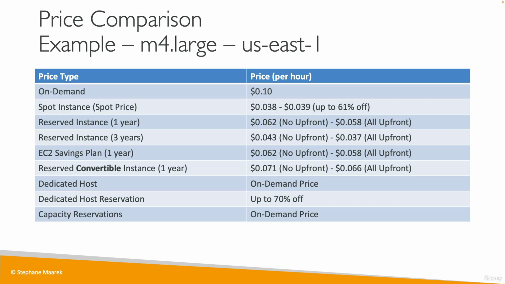In terms of price comparison, I've just put together this table to give you one example at one point in time. So I took an M4 large in US East 1, and the on-demand price is 10 cents. But then the spot price is going to be up to, for example, 61% off in my example. Then if you want to reserve your instance, as you can see, you have different pricing if you wanted to have it for 1 year, for 3 years, and pay no upfront or all upfront. Same for the EC2 savings plan. We see that it is the same as the reserved instance discounts.